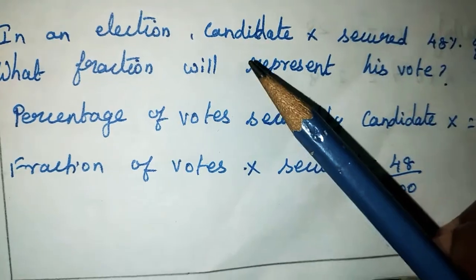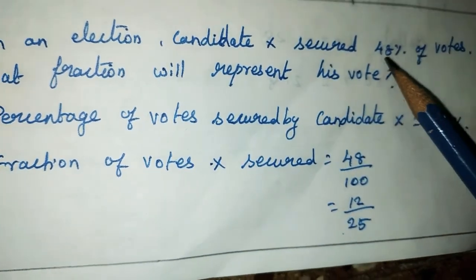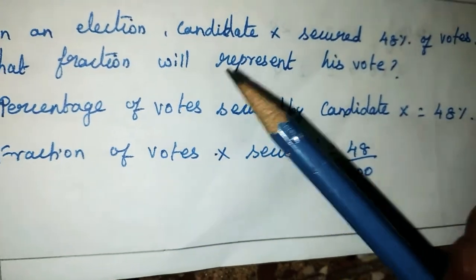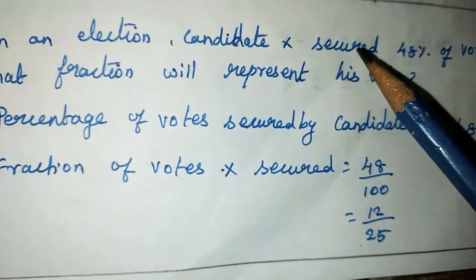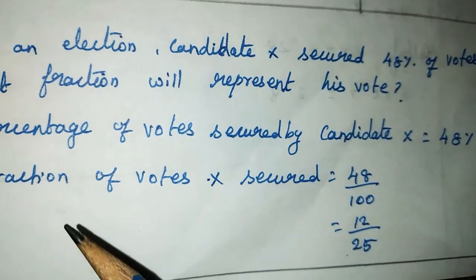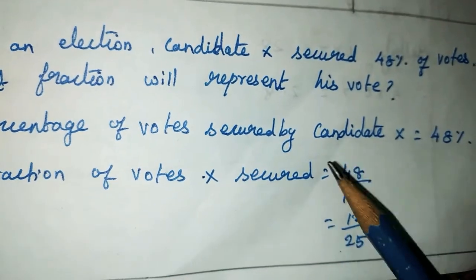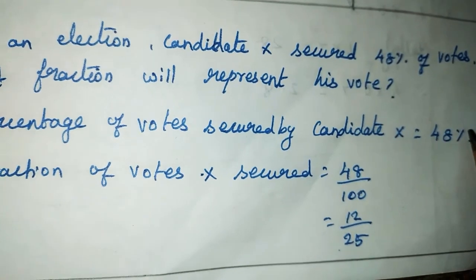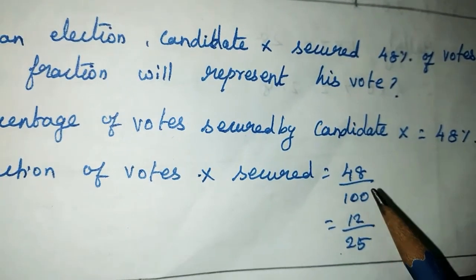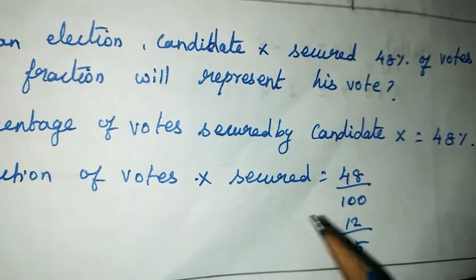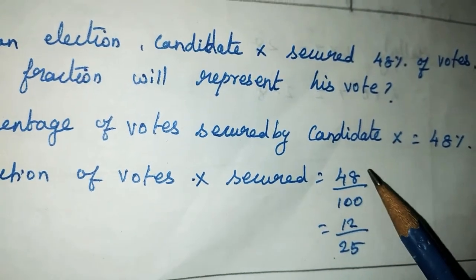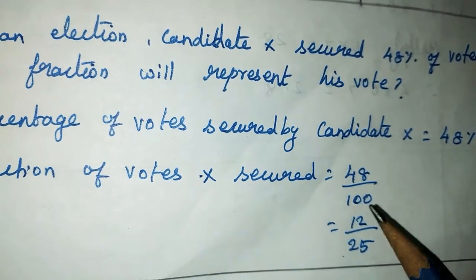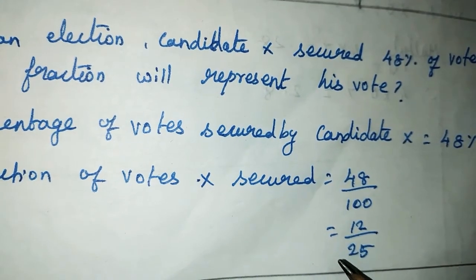Next, we see the eighth sum. In an election, candidate X secured 48% of votes. What fraction will represent his votes? Here they have given the percentage of votes. You have to write that percentage as a fraction. That is, the percentage of votes secured by candidate X is 48%. Then the fraction will be, instead of the percentage, you write 100 in the denominator. That is, the fraction of votes X secured is 48 by 100. We have the common factor 4. So, we divide both the numerator and denominator by 4 and we get the fraction as 12 by 25.